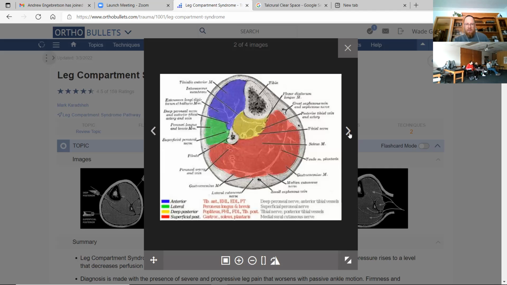All right, so let's go to this next picture here. You can see we have these compartments highlighted for us. Now, you notice that right next to these compartments we have the peroneal nerves. So check this out. In the anterior compartment, where compartment syndrome presents the most, the nerve that lives right at the back side of that compartment is the deep peroneal nerve.